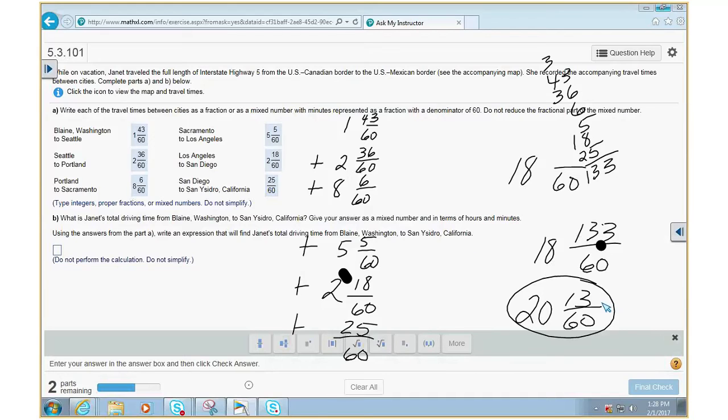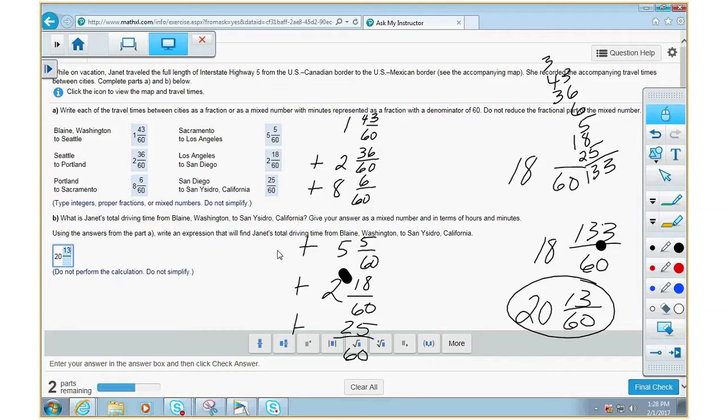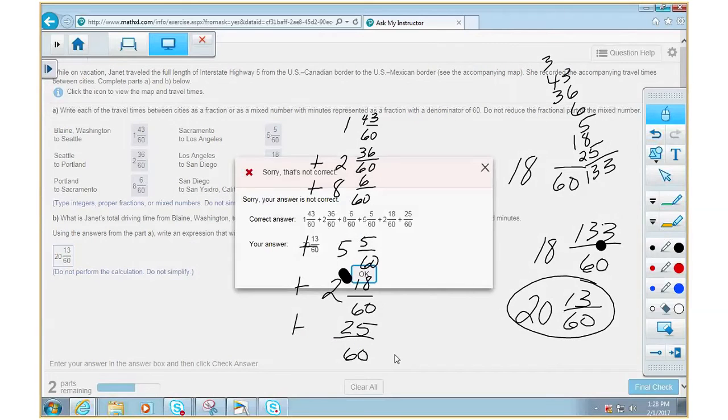Oh, hold on. And so we can be proud of ourselves. Is that what you said? 13 over 60. If you get it wrong, that means you're a what? Failure. Oh, God, I'm a failure.